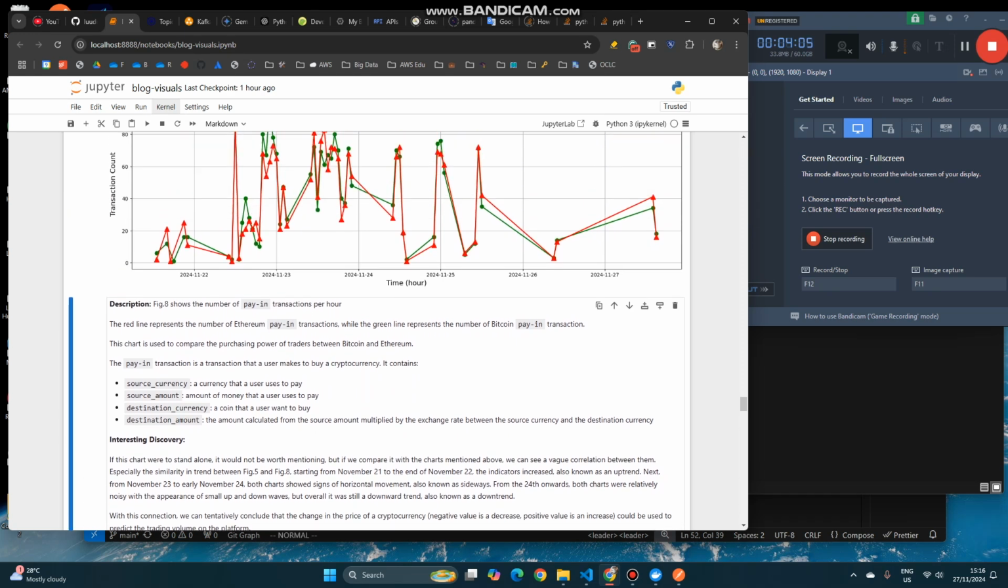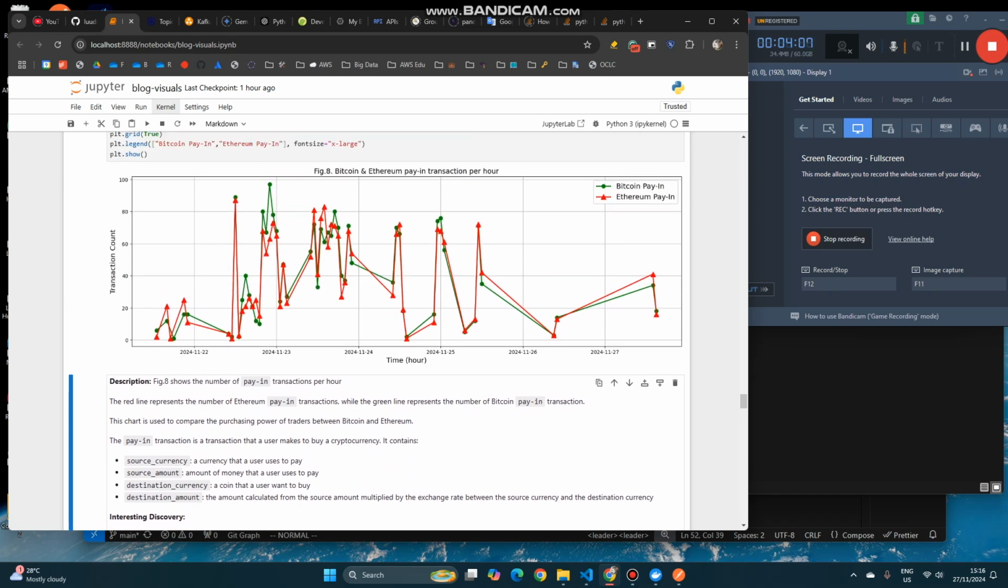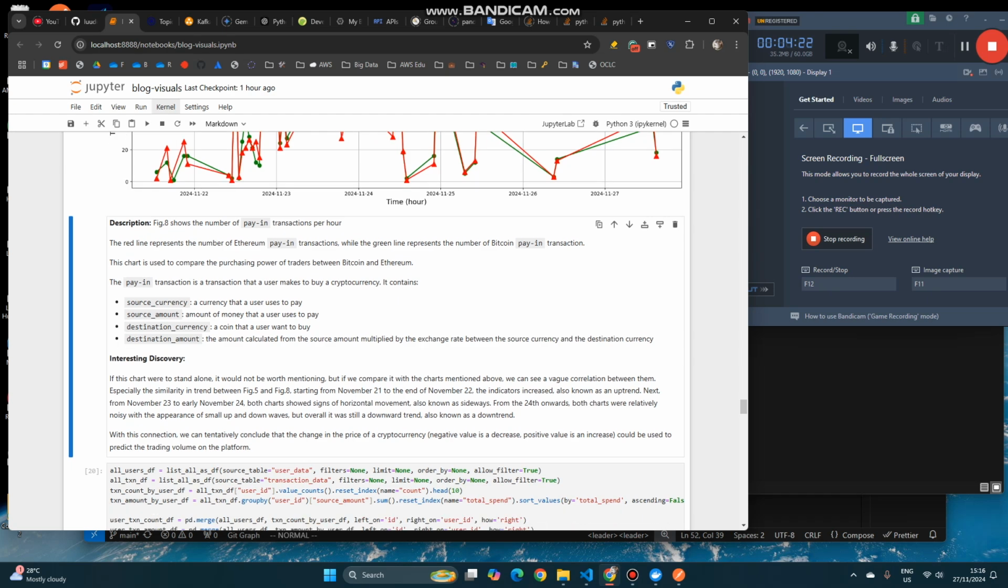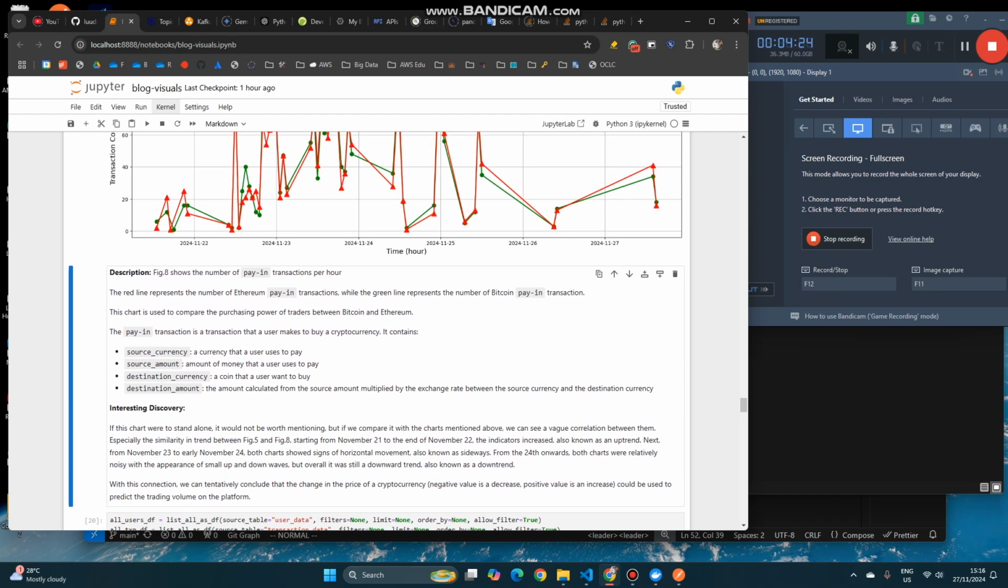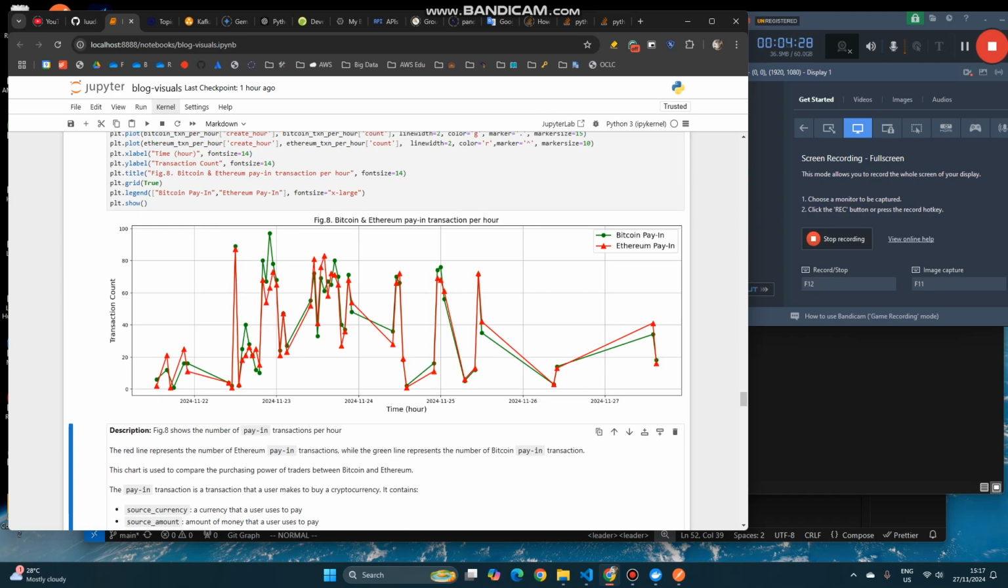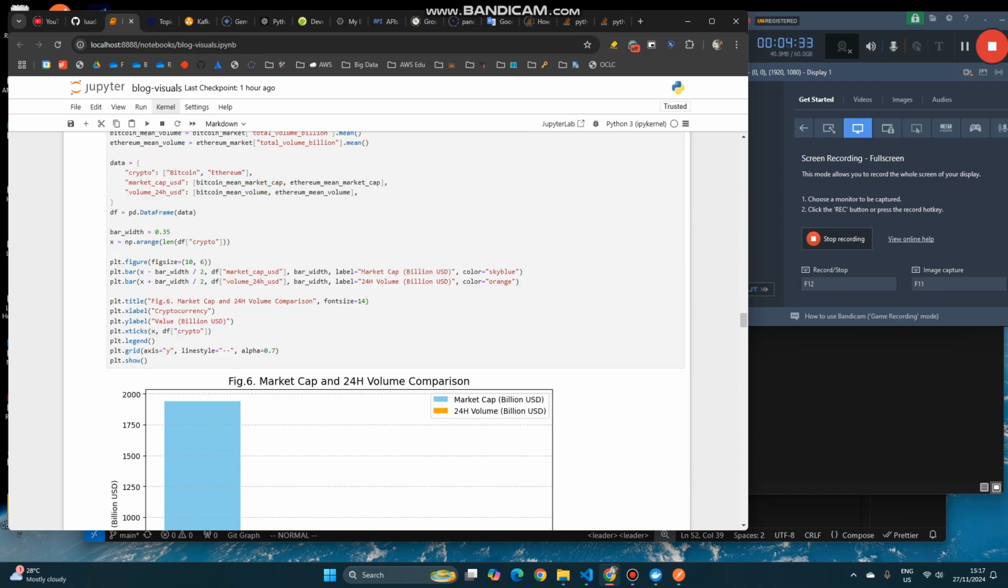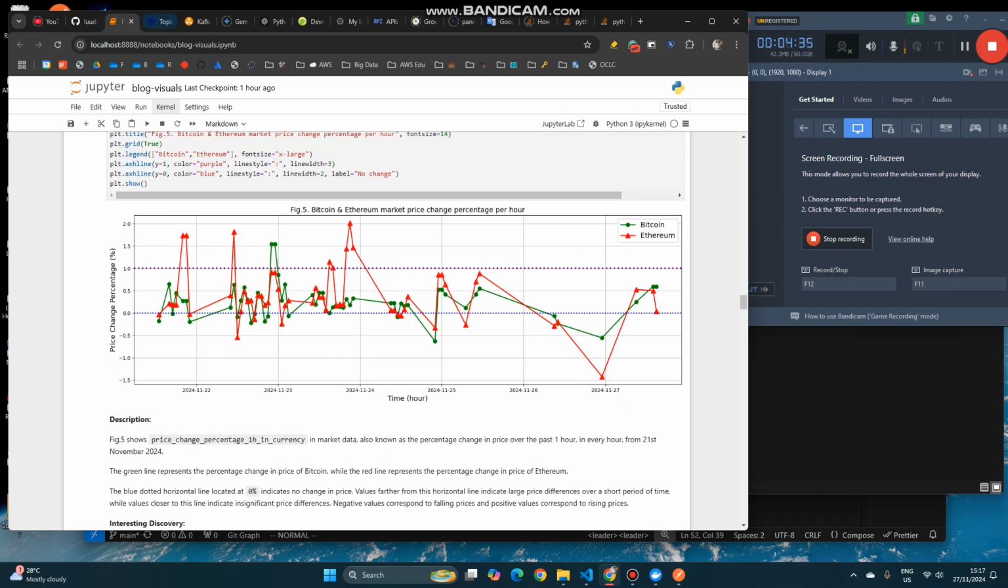So the blue line is the number of Bitcoin transactions per hour, and the red line is the number of Ethereum transactions per hour. And what's interesting that I found here is that the chart number A and the chart number 5 have the same behavior.